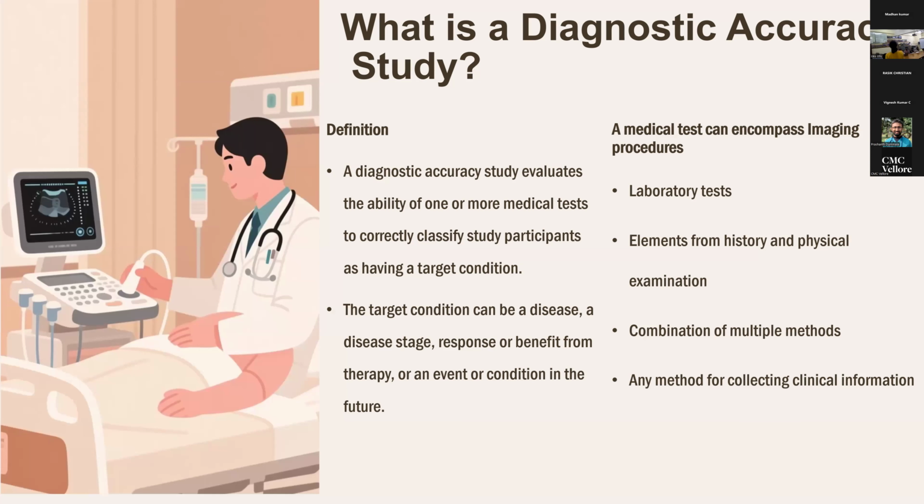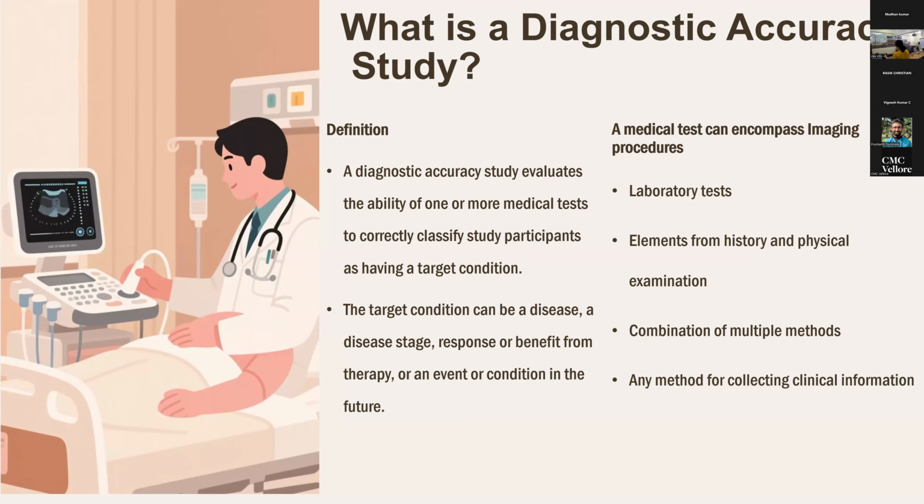So before we start, I'm just going to briefly outline what is a diagnostic accuracy study. So a diagnostic accuracy study evaluates the ability of one or more medical tests to correctly classify participants as having a target condition. Now, the target condition can be anything, can be disease, can be the stage of a disease, can be response or benefit of treatment, or even to predict a disease in the future. And the test can also be anything. It doesn't have to be just a laboratory test.